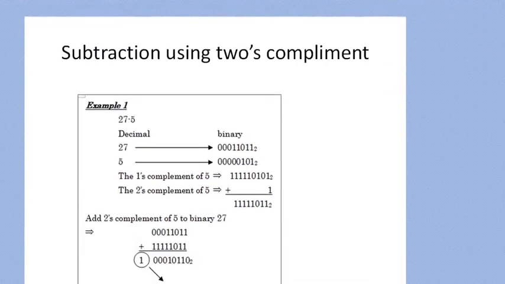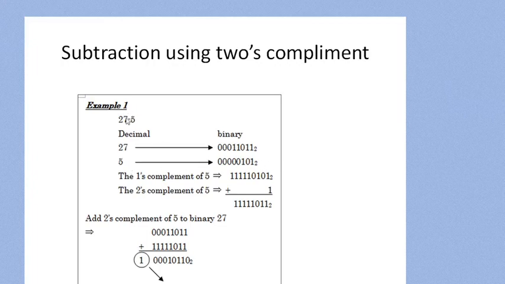Then subtracting using 2's complement, the method is the same, only that in 2's complement, you get the 1's complement plus 1. That is the only difference. The other difference is that you ignore the overflow. And therefore, we are doing 27 minus 5. Therefore, the first step is to convert 27 to binary. You also convert 5 to binary.